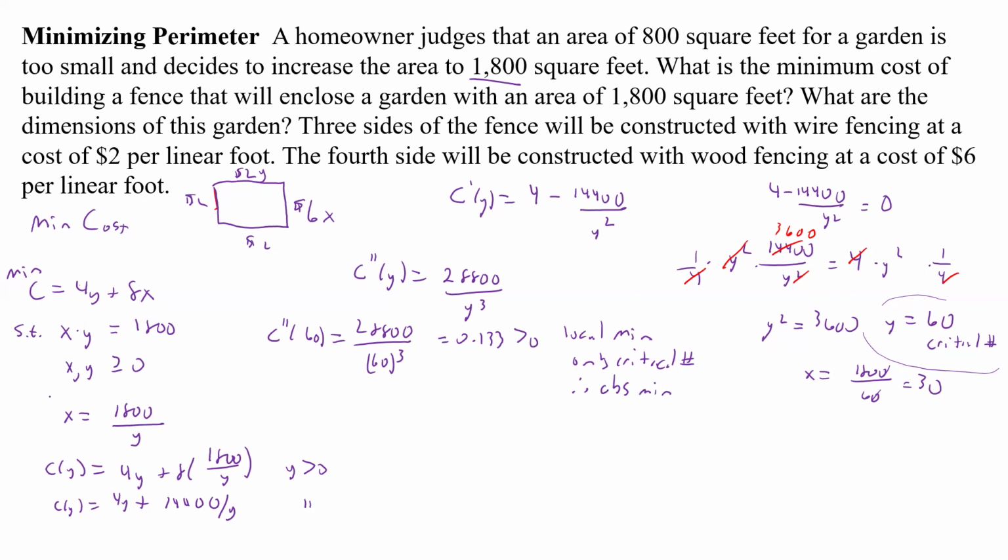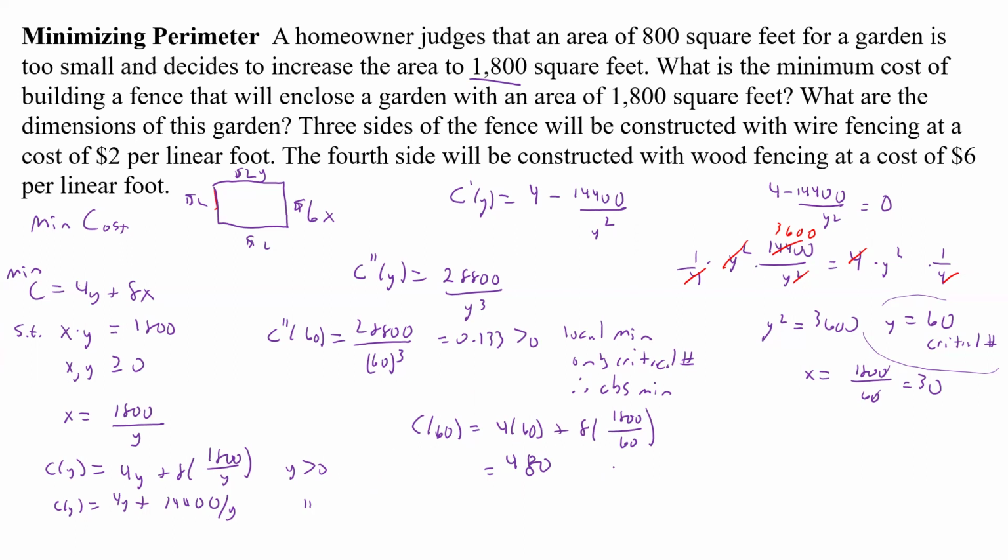And so now we can work backwards and find out what our values are. So what is C of 60? Well, that's going to be 4 times 60 plus 8 times 1,800 divided by 60. And if we work on our calculator one more time with that one, it looks like we get 480. So that will be the cost.